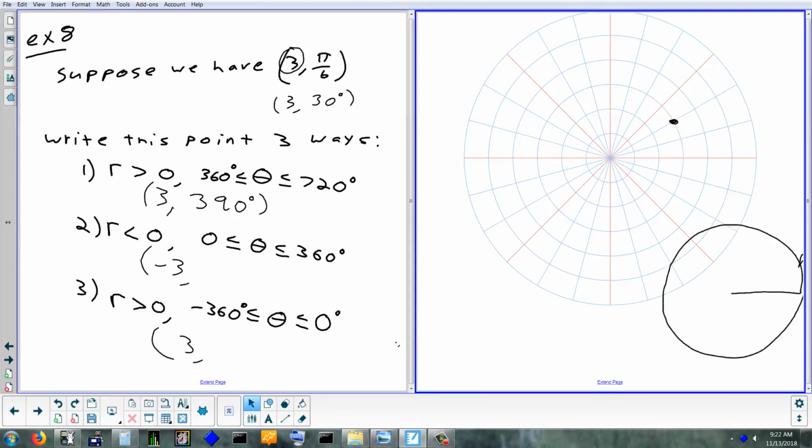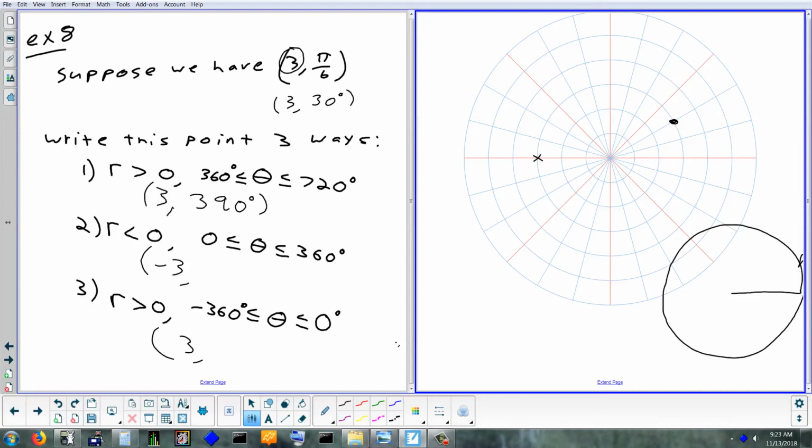Okay, second way. They want a negative radius, but a positive angle. So, negative radius, that's your start point. Positive angles go which way? Clockwise or counterclockwise? Yep. Counterclockwise. So in this case, starting from that point, that's kind of like going down.